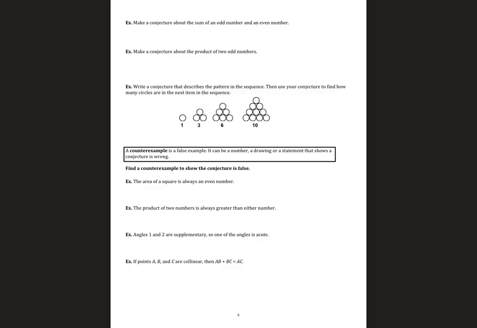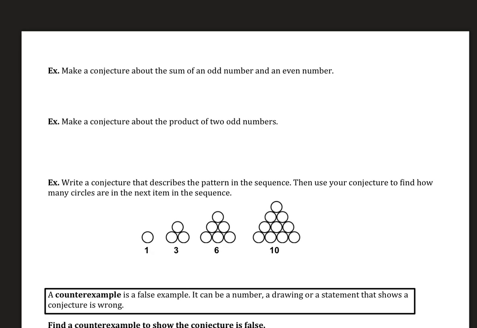Let's take a look at the next page. Make a conjecture or a conclusion about the sum of an odd number and an even number. All right, so the sum means that I'm adding. Odd numbers are 1, 3, 5, 7, and even numbers are 2, 4, 6, so on and so forth. So before we can actually come up with a conclusion, let's start making a pattern. I'm just going to choose a random odd number and a random even number and add them together.